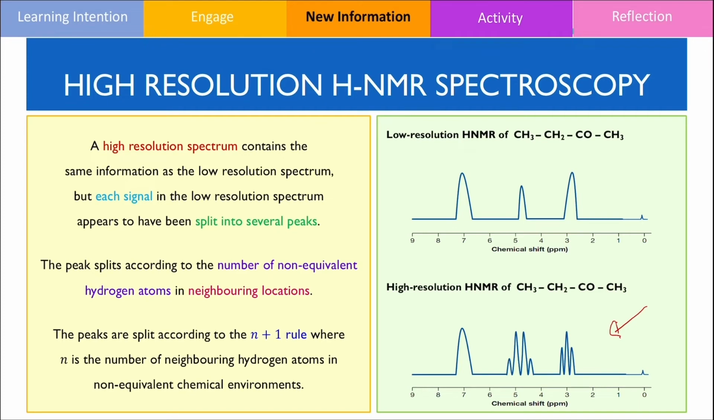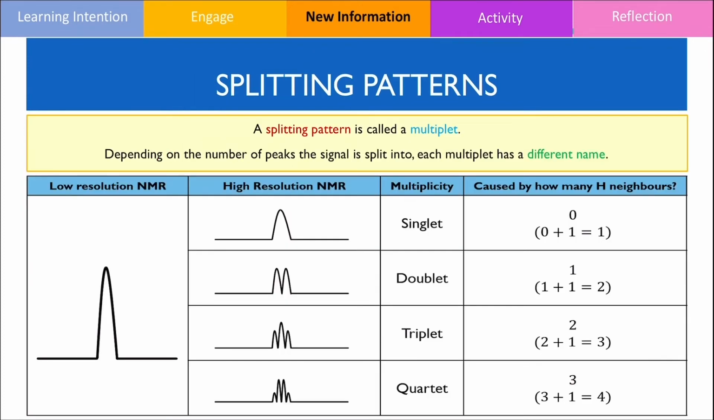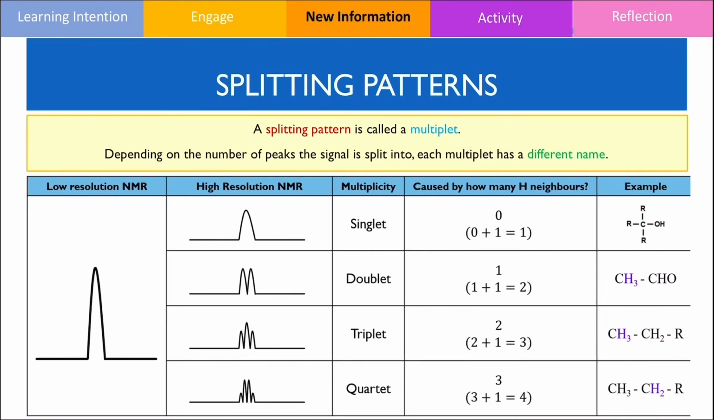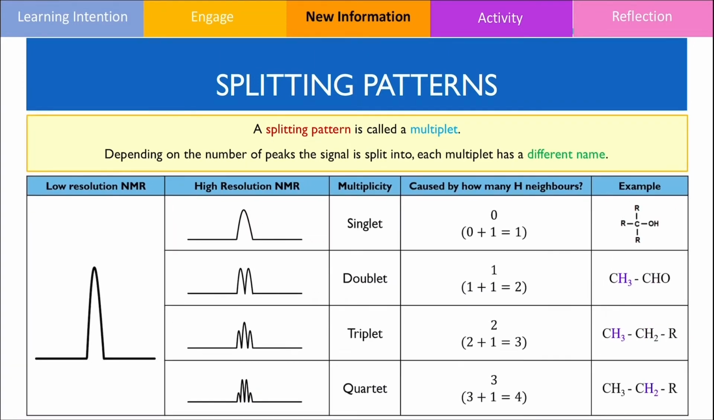We call a splitting pattern a multiplet and give it certain names depending on the number of peaks it splits into. So you can either have a singlet, doublet, triplet, or a quartet. An example for each is shown below, where the highlighted hydrogen shows you which hydrogen is responsible for the following splitting pattern. Let's look at the doublet.